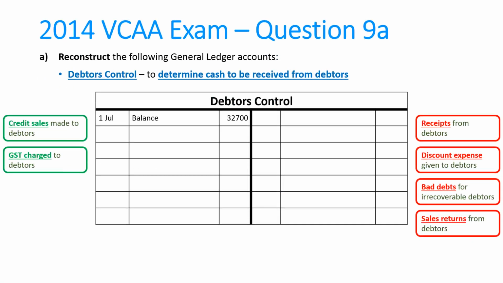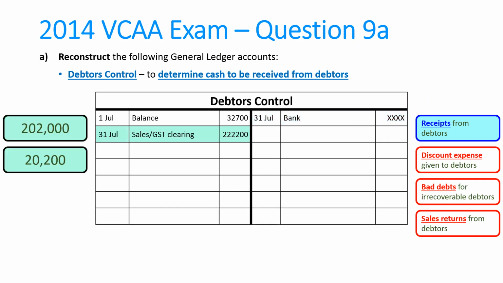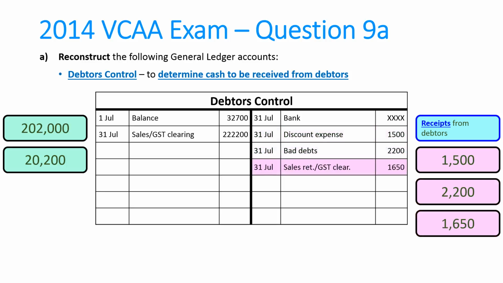Now that we've got that, we can recreate our debtors control ledger. We were given the opening balance. We just figured out credit sales and GST. Before that, we might want to put in bank over here as our X, because we're going to need to solve for that one. The receipts from debtors, we just don't know. On the other side, we've got credit sales and GST, which I've put on the one line. You can split those over two if you wish. On the other side, we had a discount expense, bad debts, and the sales return / GST.